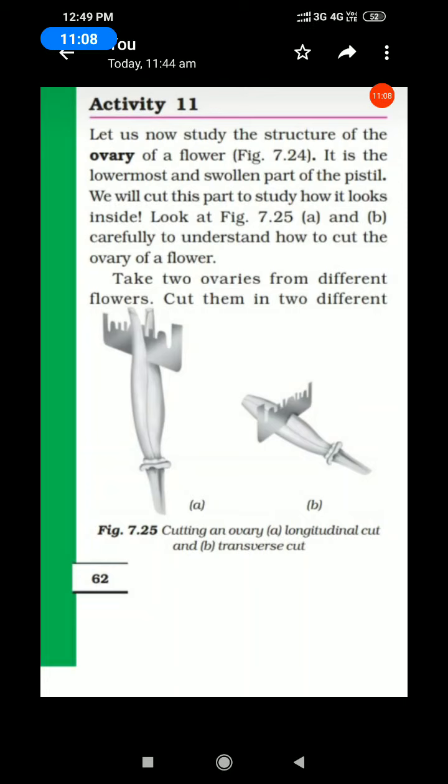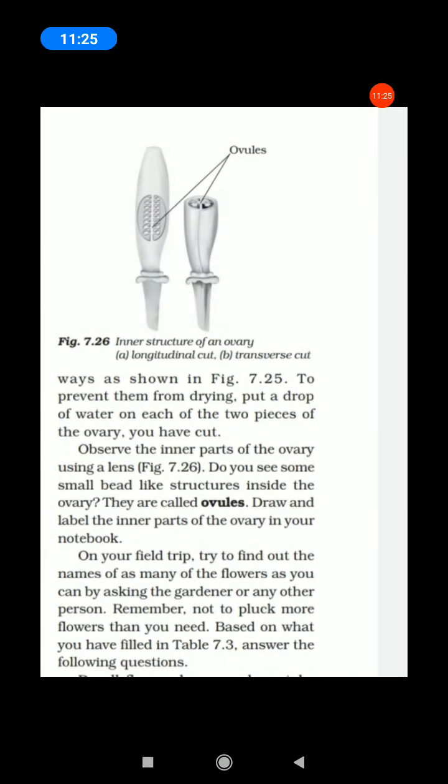Now all of you see the picture, page number 62, 7.25. Take two ovaries from different flowers. Cut them in two different ways as in picture 7.25. To prevent them from drying, put a drop of water on each of the two pieces of the ovary you have cut. Observe the inner parts of the ovary using a lens.